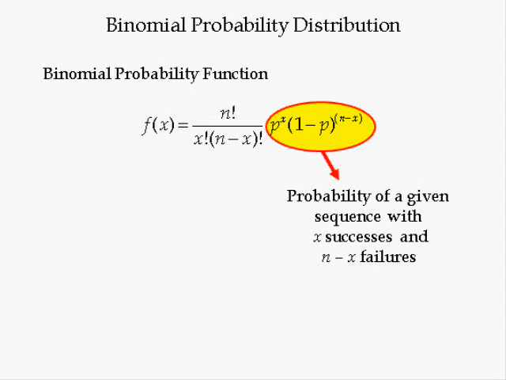The last part of this equation represents the probability of a given sequence with x successes and n minus x failures. Recall there are 5 ways to order a sequence of 1 success, those with game, and 4 failures, those without game. When 5 male students are picked at random from the campus directory, the probability of the 5 sequences are all equal.